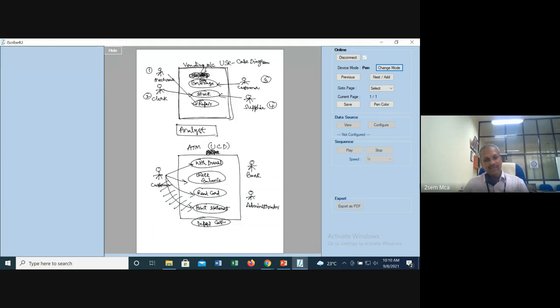One bank will provide this, one bank does not provide, and one ATM will accept this, one ATM will not accept. So you decide what you want. Accordingly, your use case diagram is nothing but how to understand the requirements of a client. That's all. In simple words, right?